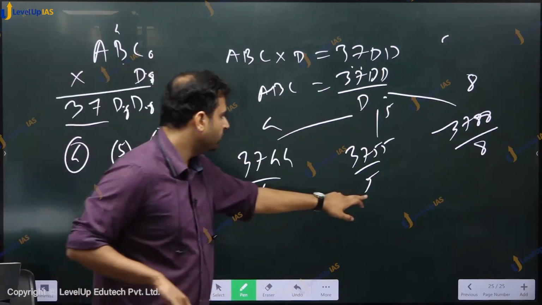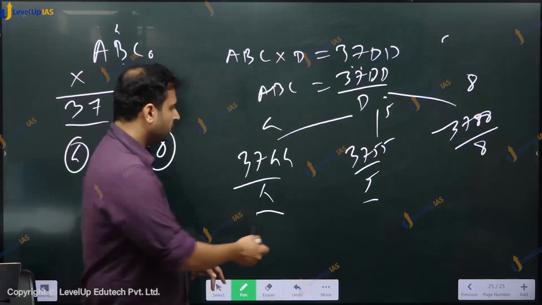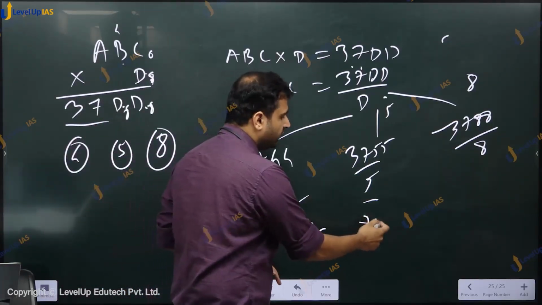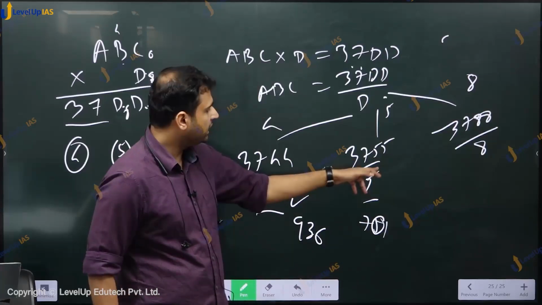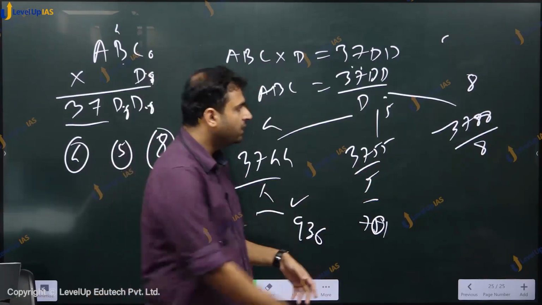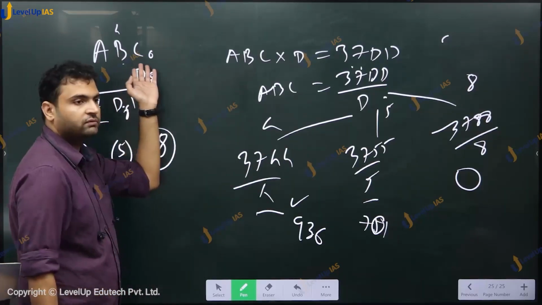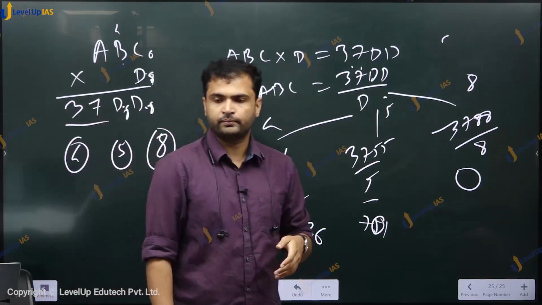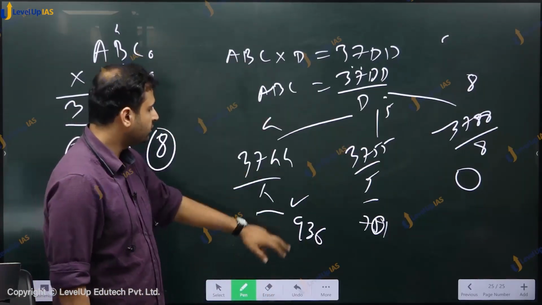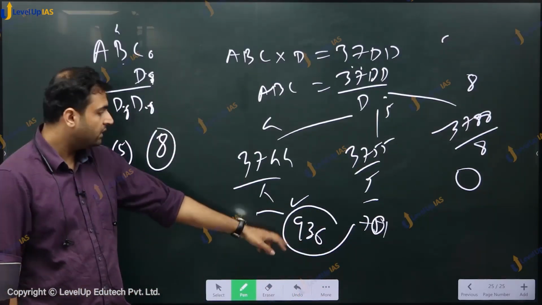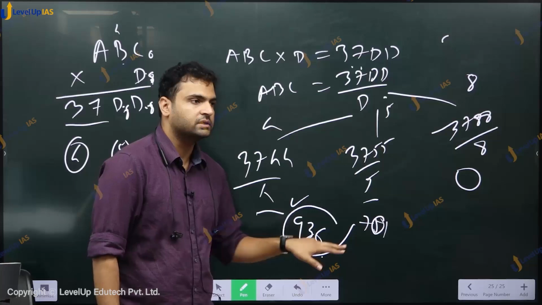Here we have checked 4 and 5. We accept 4 because number is 936. Here we have 751. We reject because D has already taken value of 5, so B cannot be 5, and this comes out as a fraction. But we don't want a fraction, we want an integer. That is why we reject that case. So we have a unique answer, and they have asked A plus B plus C, which is 9 plus 3, 12 plus 6, which is 18.